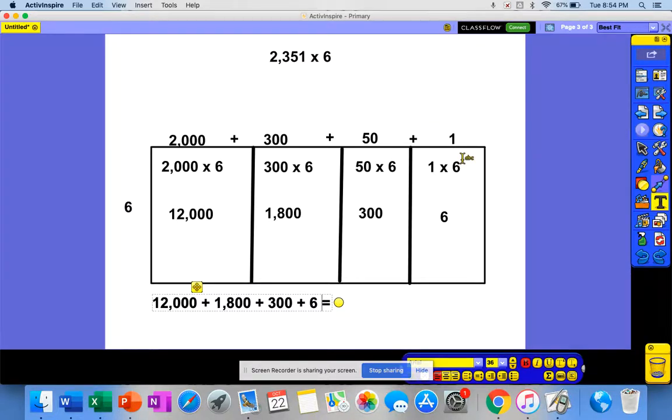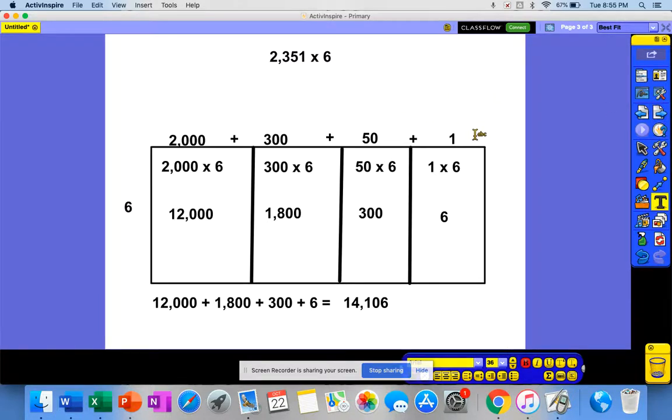Okay. So I've got 12,000 plus 1,800. That's 13,800. And then 13,800 plus 300 would be 14,100, plus 6 is 14,106. So, again, make sure that when they are doing this problem or anything like this problem, watch their regrouping, because we want to make sure that they are regrouping in the right way.